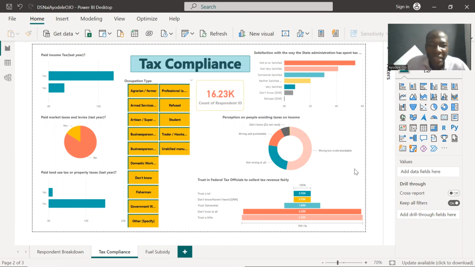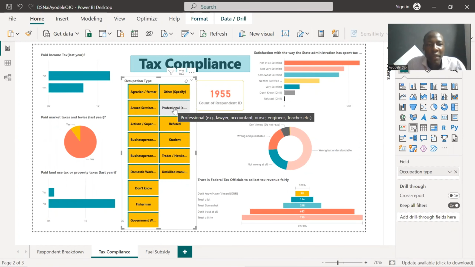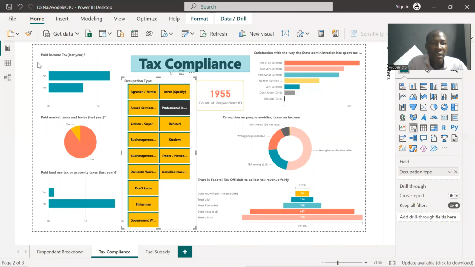So we have that being visualized, and with the occupation type, we can even get to see that this report is in a way that it can. That's the beauty of Power BI. I can just pick on some particular set of people. For instance, let me select the professionals. Observe that it affects the figure there, right? You now have the number of people that paid tax increased. So that is telling us something, that education also contributes.